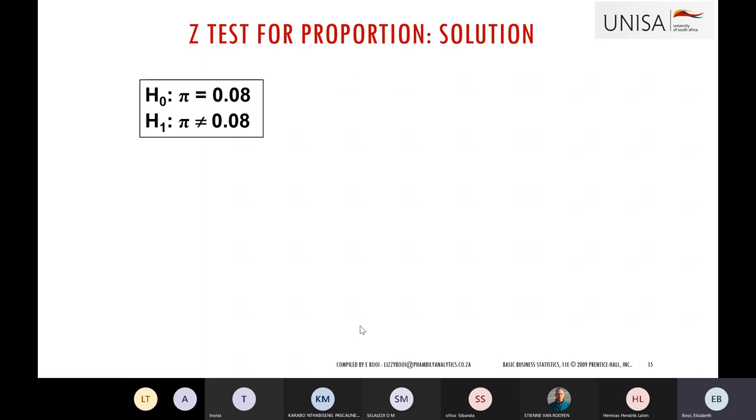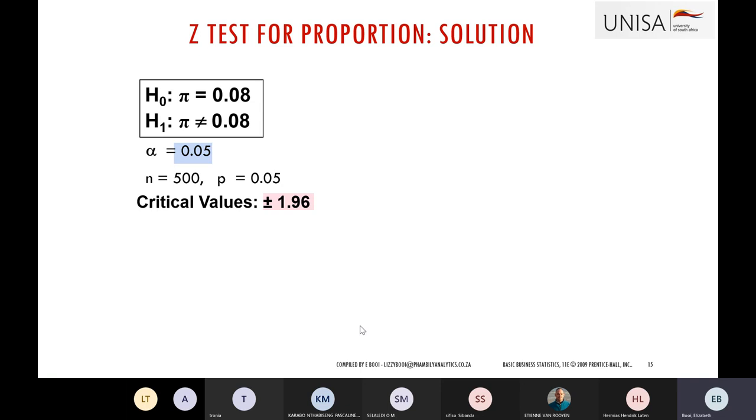Step number two is to state what we are given. Our level of significance is 0.05, n is 500, which is the sample size, and we needed to calculate p, because p was 25 divided by 500, which gives p equals 0.05. Step number three is to state what test we're doing. We're doing a Z test.